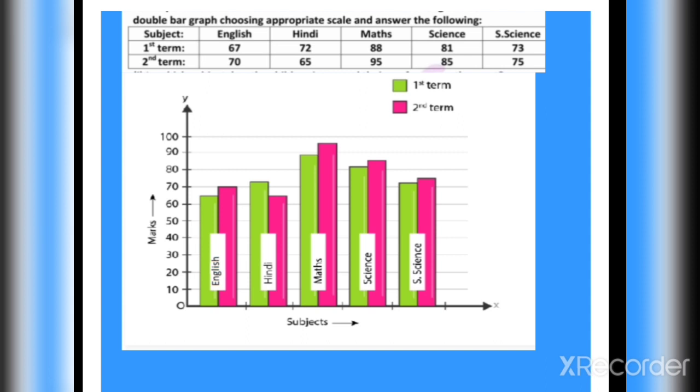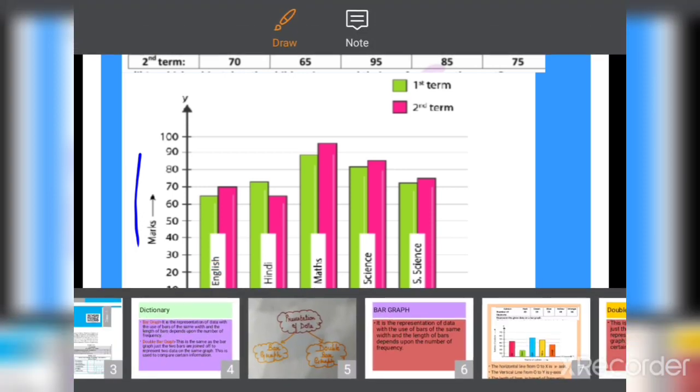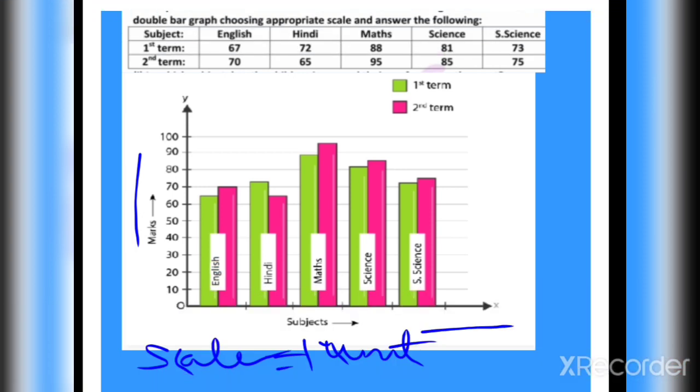Here O and X represent the subject, O and Y represent the marks, and the scale is again one unit equals 10 marks.